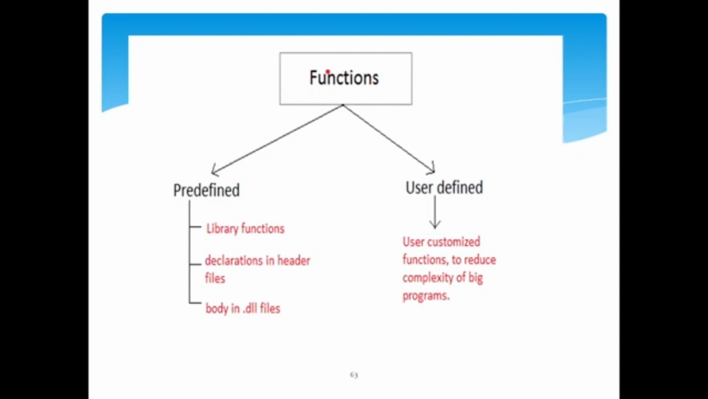Functions are basically of two types: predefined functions and user defined functions. What are predefined functions? As the name suggests, they are functions defined in the C library. Library functions are the best example. And whatever declarations you give in the header files, like hash include standard input output .h, that is also predefined, and .dll files.